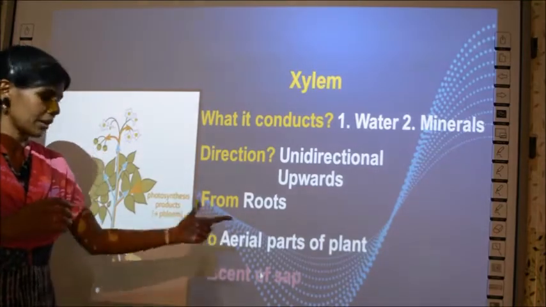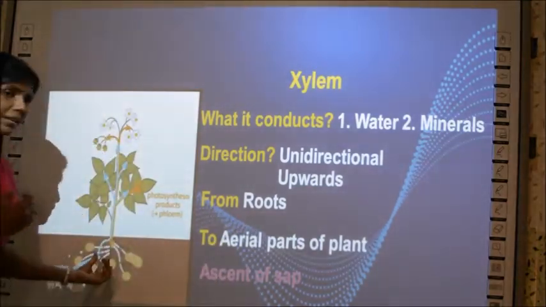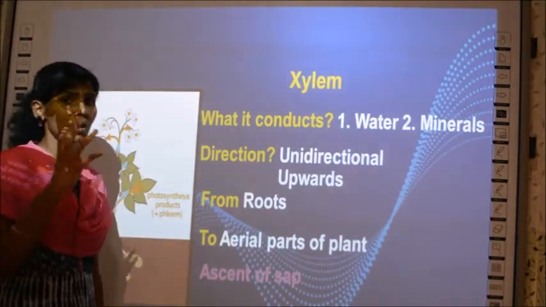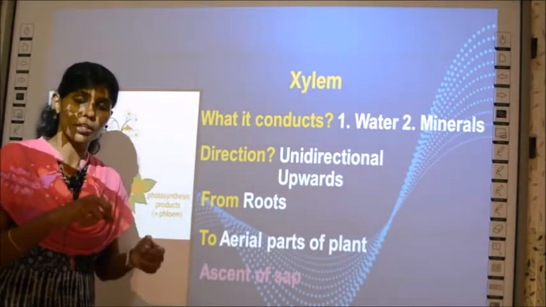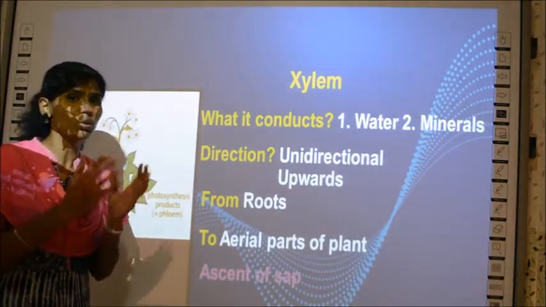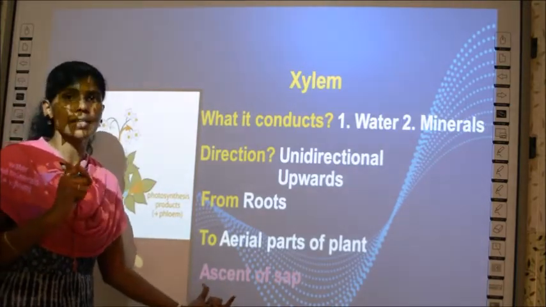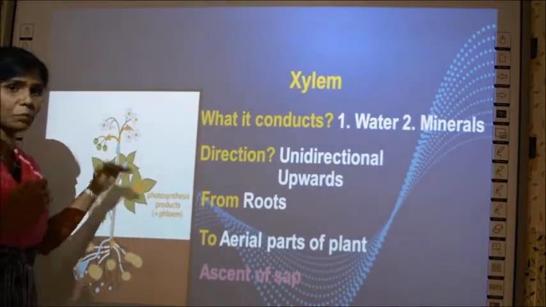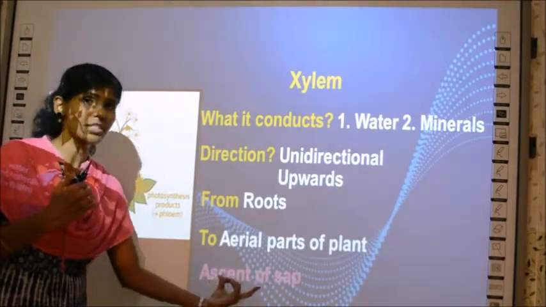Before that, this water which the xylem carries from the root to all the parts is no longer called water, because you call it water only when you pour it. Once it enters the plant, you call it by a term called ascent of sap. That movement of water is called sap, that is ascent of sap.